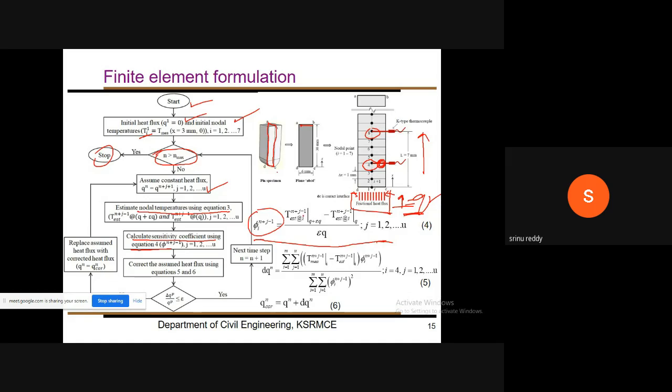So when there is a small change in temperatures, and heat flux actually, when there is small change in heat flux, and how this temperature is changing, the relation between temperature and heat flux, here we are deriving.